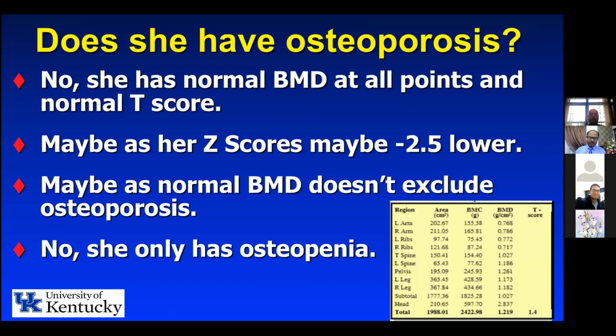Osteopenia is between -2.5 and -1, so all are negative. Osteoporosis is worse than -2.5. And if the patient has anything higher than -1 in T-scores, this means that the BMD is normal.